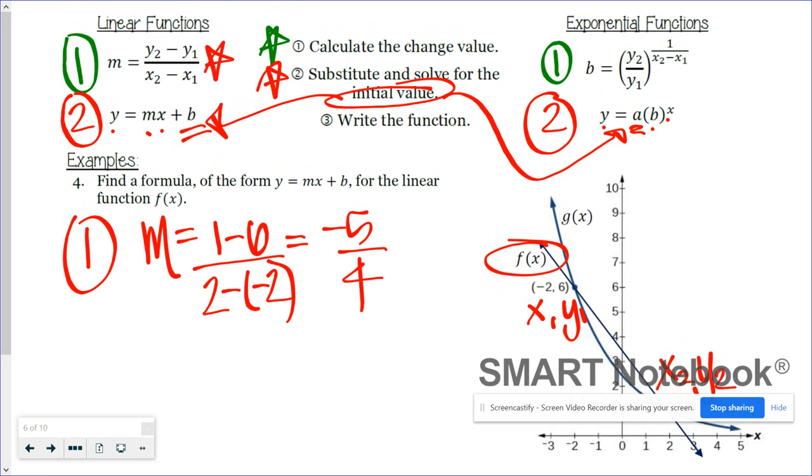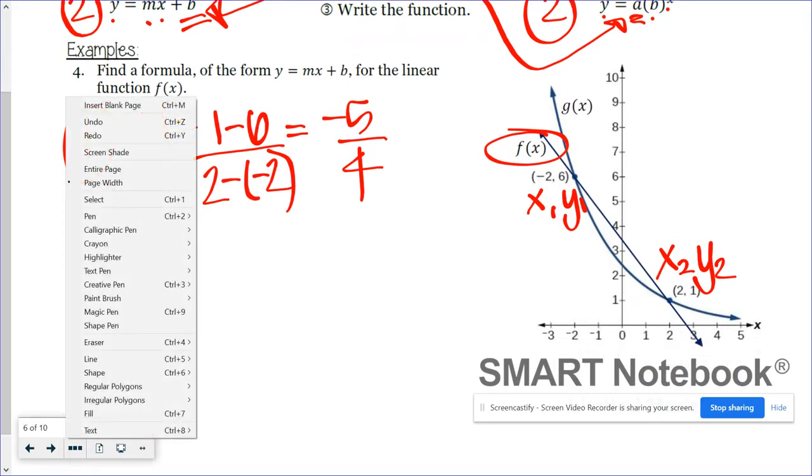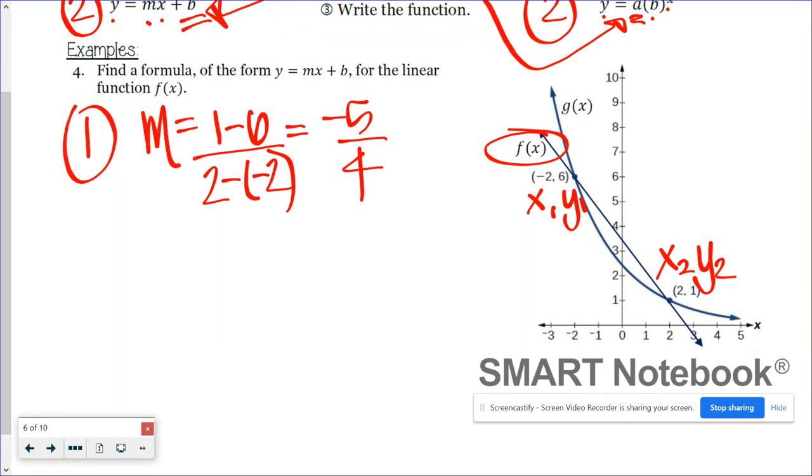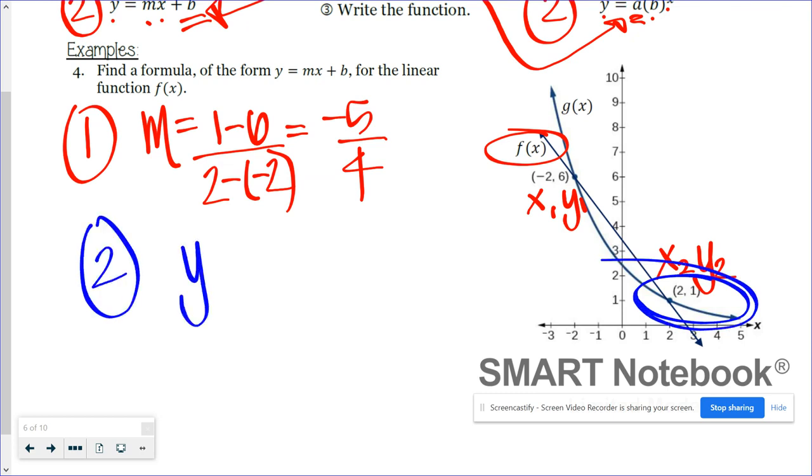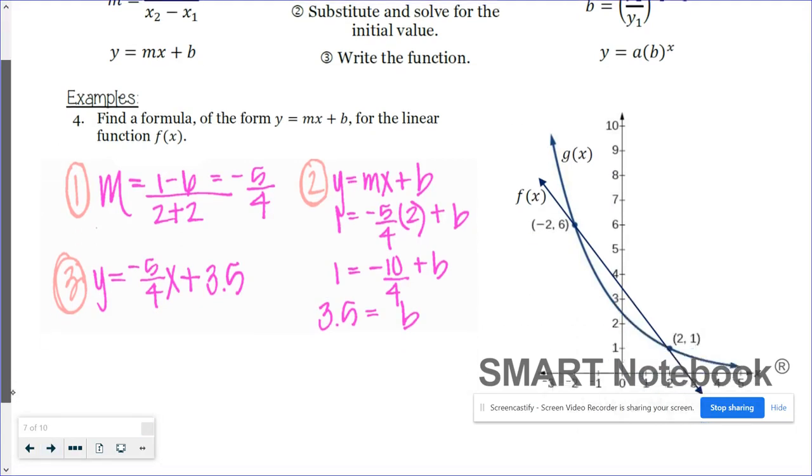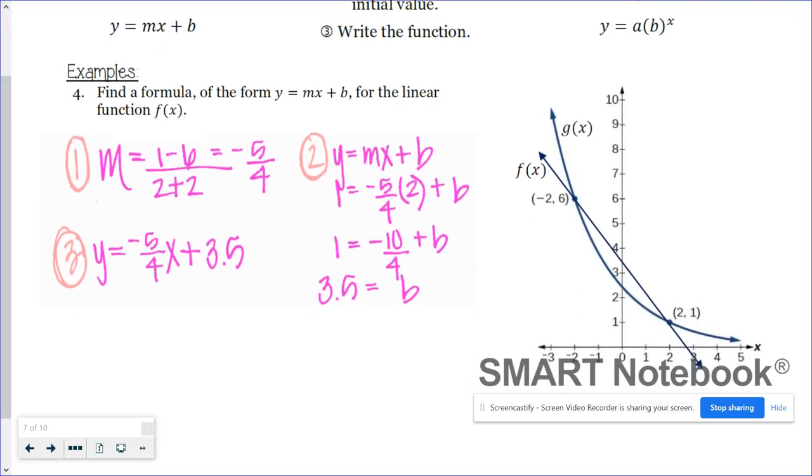Next step is to substitute and solve for the initial value. I have to pick a point, one that I like best. I prefer this one because it doesn't have any negatives in it. So I'm going to substitute that into the formula y equals mx plus b, and then figure out what b is. I've already done this work, and so here we are.